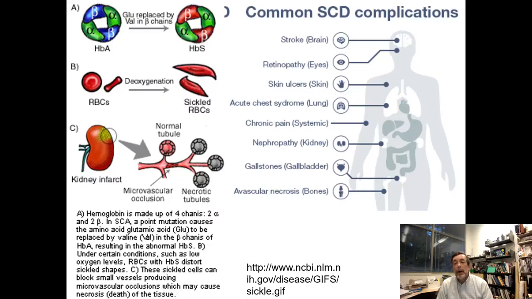And you got to realize there are other things as well. There's lots of things that can go wrong. You can end up with gallstones. You can end up with problems with your bones. The biggest thing is this chronic pain that is systemic, but you can't locate the cause because the cause is in the red blood cells. It's at the molecular level, which you cannot see.